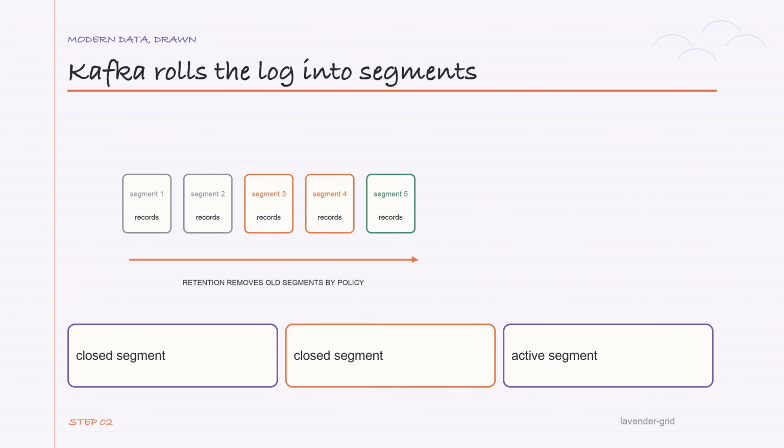A partition log is split into segment files. One segment is active for new appends, while all the other segments are closed and remain readable.